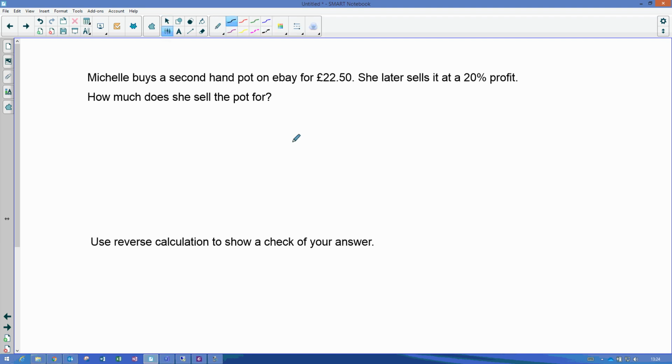Well, that's a fairly straightforward question, possibly a bit easy for level 2, but she's made 20%. We want to know how much she sells the pot for, not the profit. So we just need to increase this number by 20%. So 22.5. I'm going to assume I've got a calculator for this because this isn't the main thing I'm demonstrating. So if I type that into a calculator, I get an answer of £27.